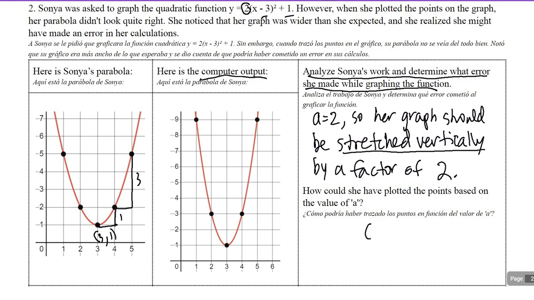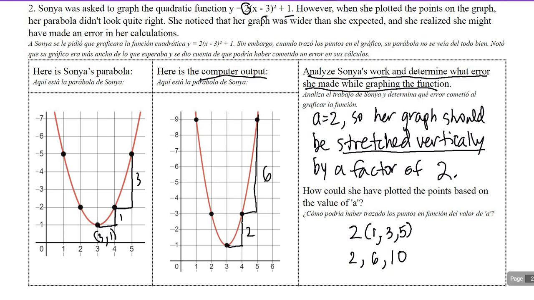What I'm stretching vertically is my vertical step pattern. On a parabola where a was 1, I would go up 1 and then 3 and then 5. But this is stretched by a factor of 2. So I'm going to multiply 2 into the step pattern. So she should have gone up 2 and then 6 and then 10, which is what the computer did. The computer went over 1, up 2. Then over 1, up 6.